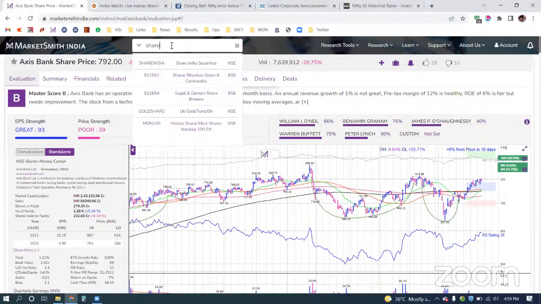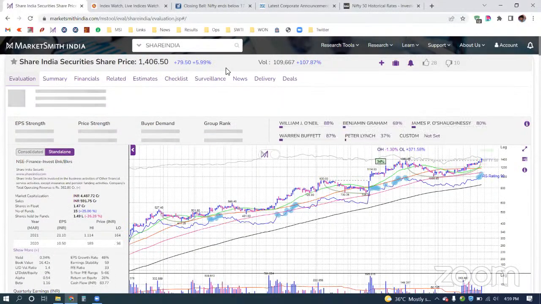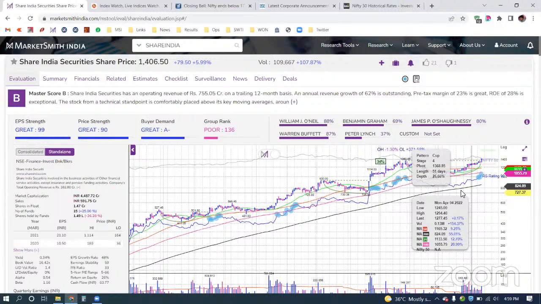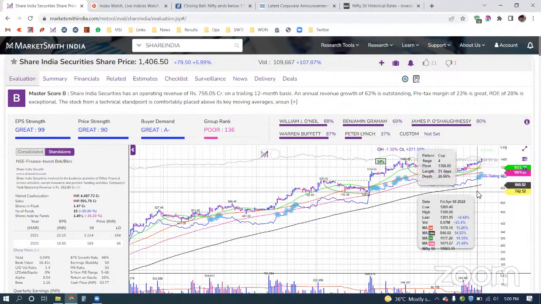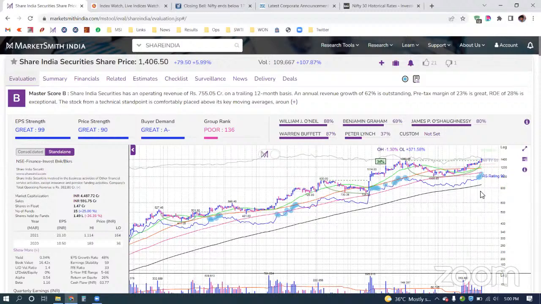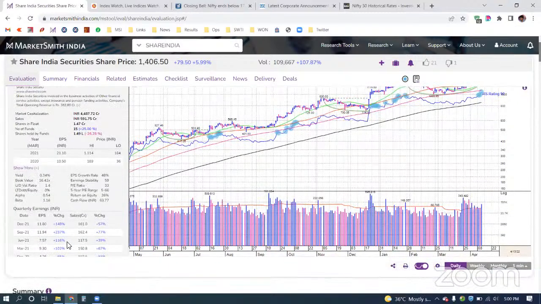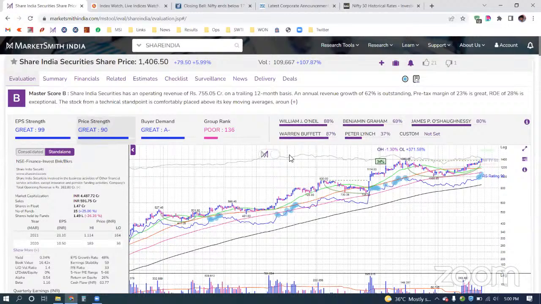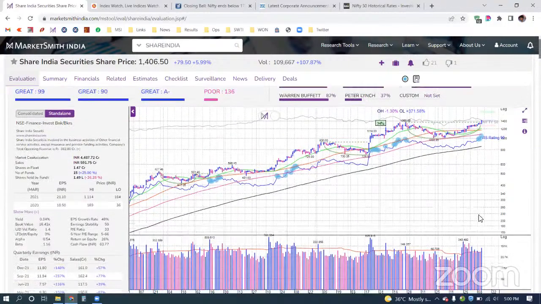I also saw one query on Share India Securities. The stock broke out from its stage 4 cup base pattern. Today itself, volume was also higher, above average volume, indicating a strong breakout. Everything about the company is good. EPS of 99, indicating a good earnings profile. You can see here EPS has grown in triple digits, which is very strong. Also, the revenues have grown in higher double digits, indicating good growth in the company. Price strength is also at 90, indicating good outperformance compared to the overall universe of stocks. Buyer demand is also strong at A minus.